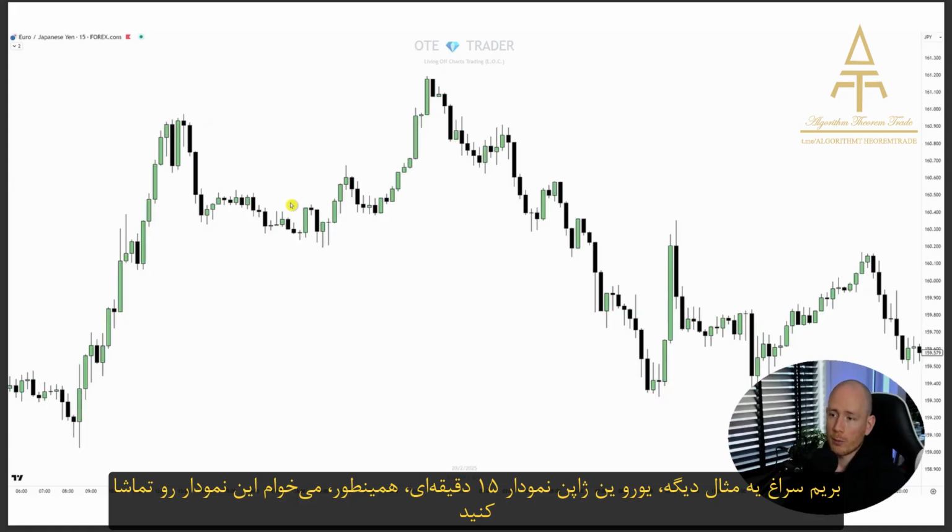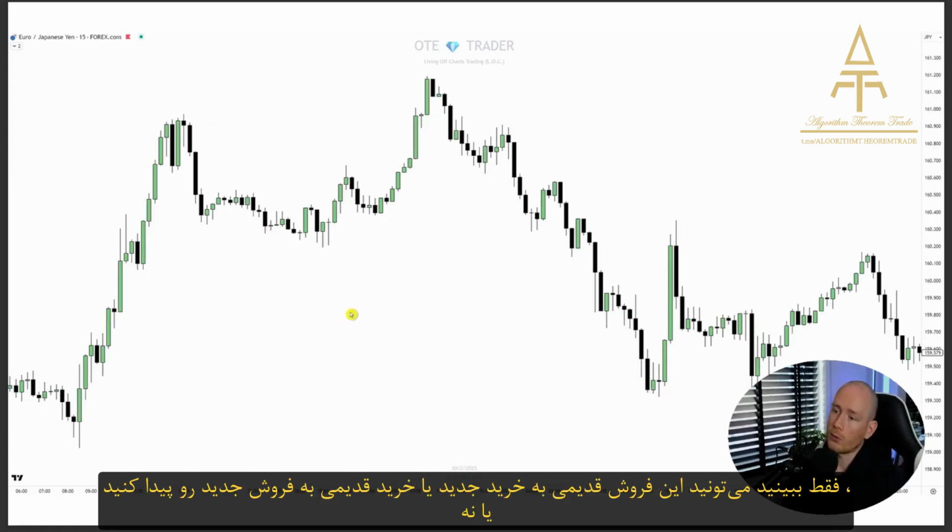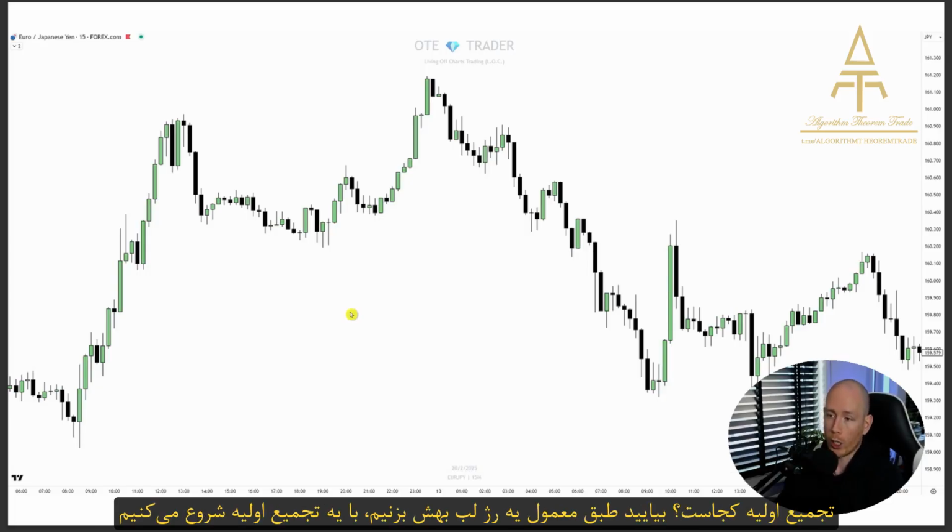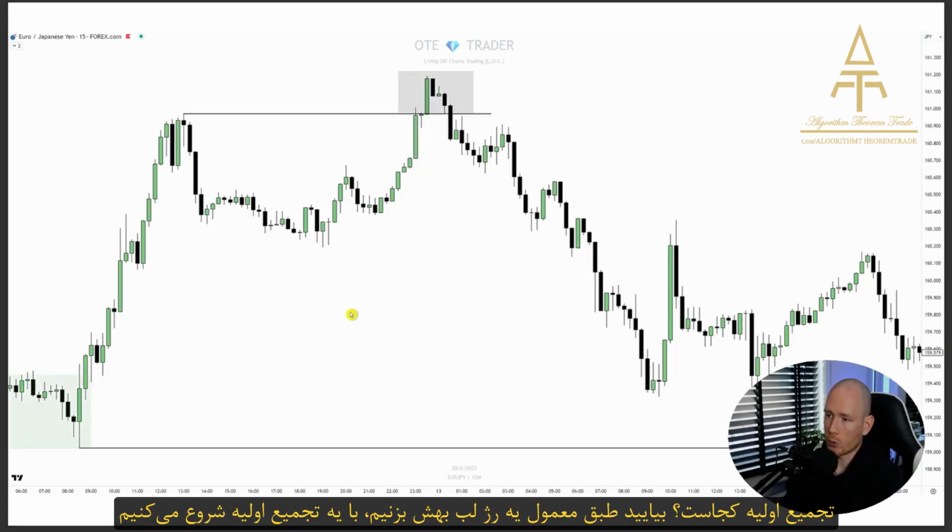Euro Japanese yen, 15-minute chart, same thing. I want you to watch this chart. Just see if you can find this old selling into new buying or old buying into new selling. Where is the original consolidation? Let's put some lipstick on here.